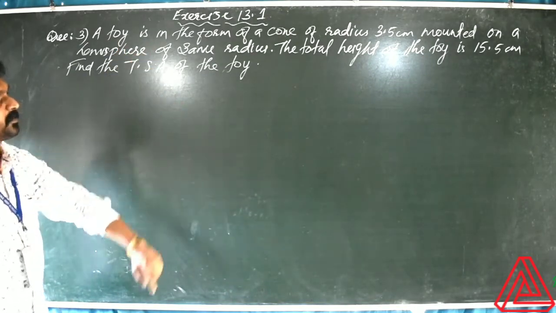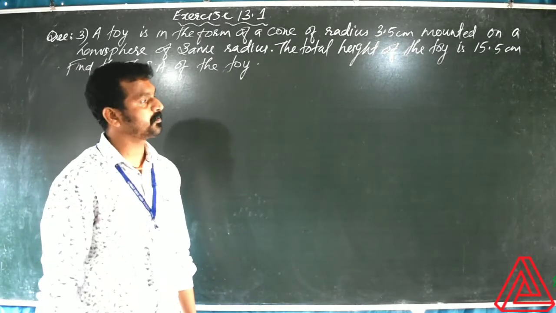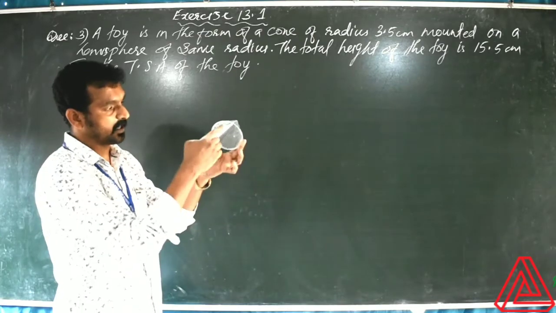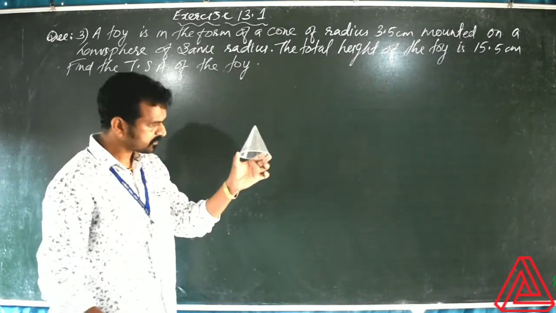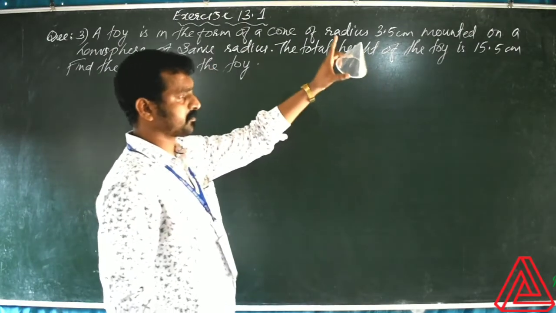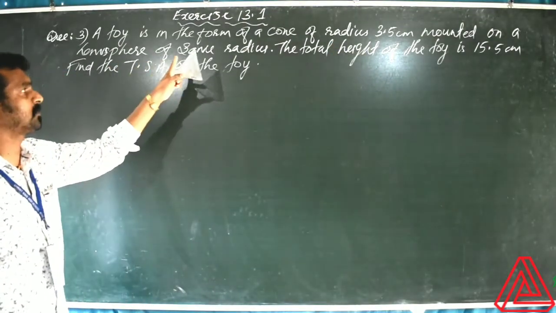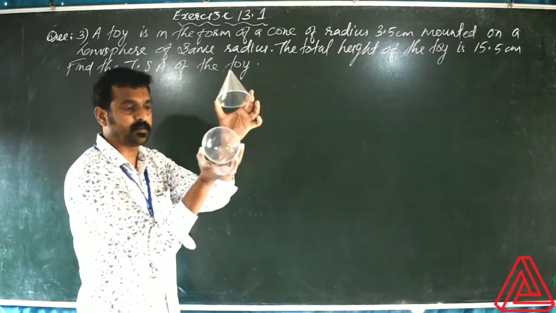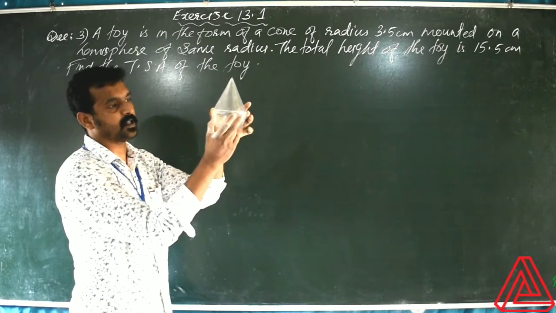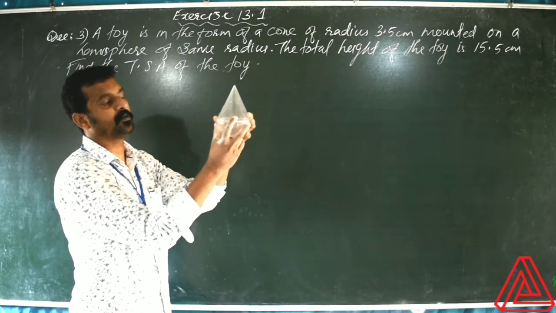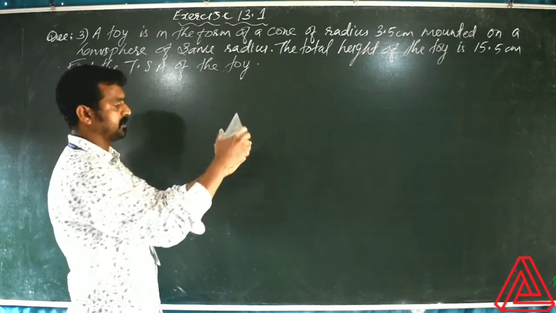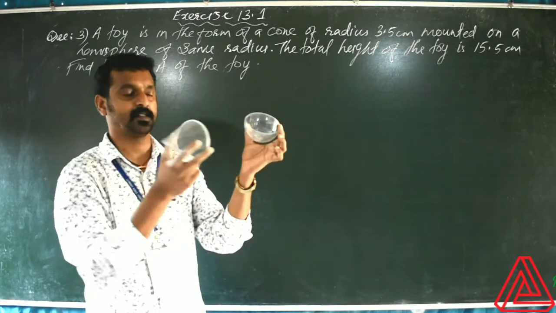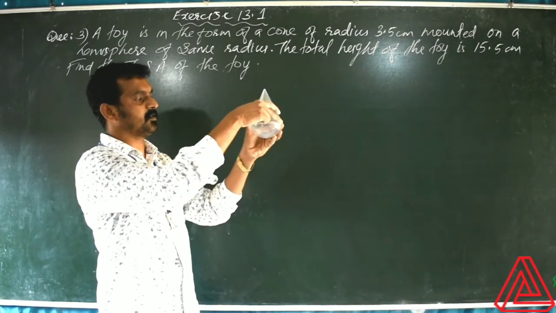A toy is in the form of a cone of radius 3.5 centimeter, mounted on a hemisphere of same radius. This one is a hemisphere, and this cone is mounted on a hemisphere of same radius. The radius of this cone and the radius of this hemisphere, both are the same.